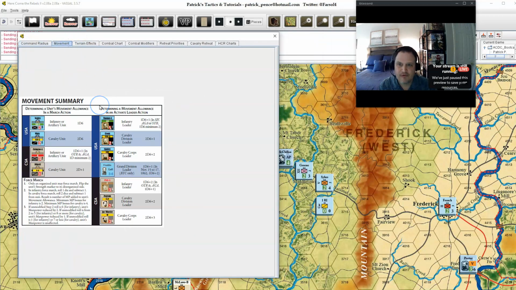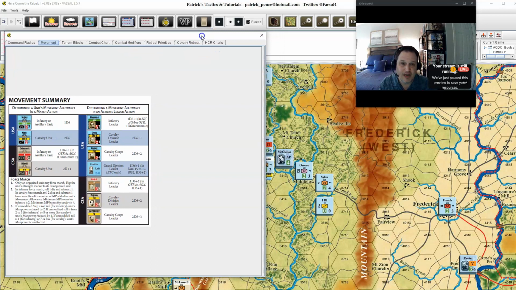There are variable movement rates depending on if you're Union or Confederate. On the whole, once again, the advantage seems to be for the Confederates because they have an inherent movement bonus that is 1 better across the board than the Union forces. So that means that Confederate units self-activating, the divisions marching just by themselves, will get a +1 to their movement roll, whereas a Union unit by itself would not. It's just a straight D6.